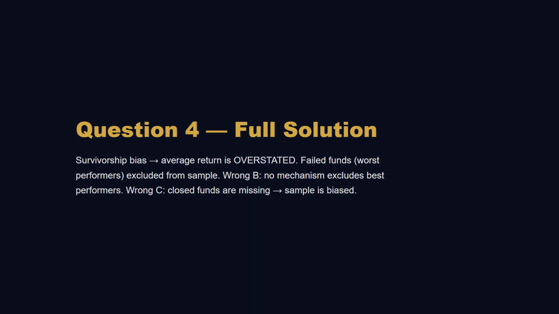If you included the failed funds with their typically negative or very low returns, the average would be lower, perhaps 8 or 9%. If you chose B, downward biased, you would need a mechanism that excludes the best performers. There is no such mechanism here. If you chose C, unbiased, you would need all funds, including closed ones. The study explicitly excludes them. Remember this rule for the exam. Survivorship bias always biases performance upward because you are removing the losers from the sample.